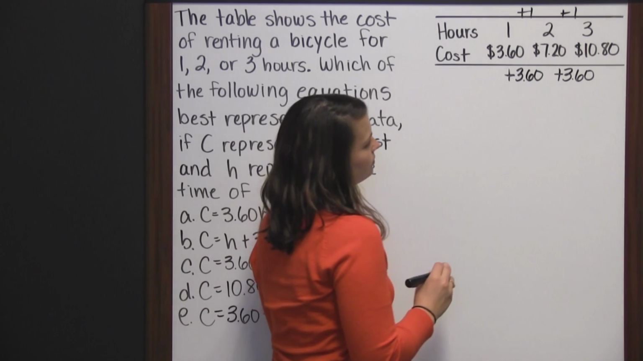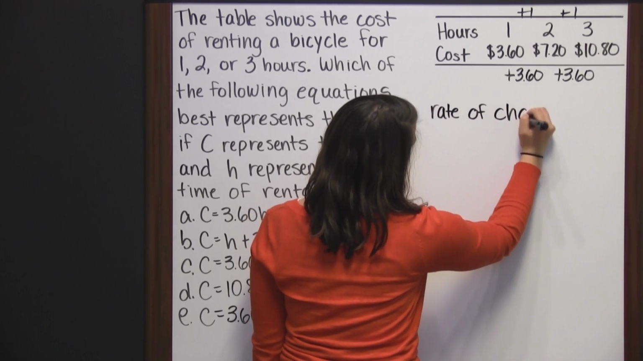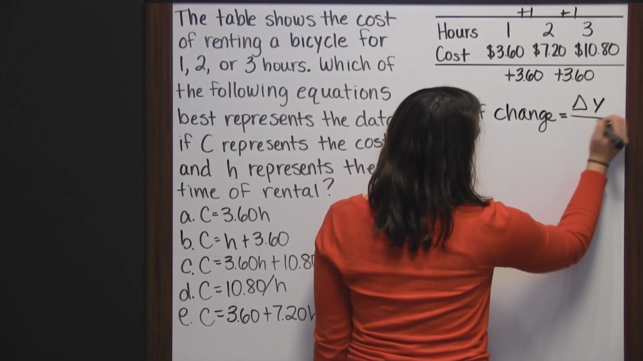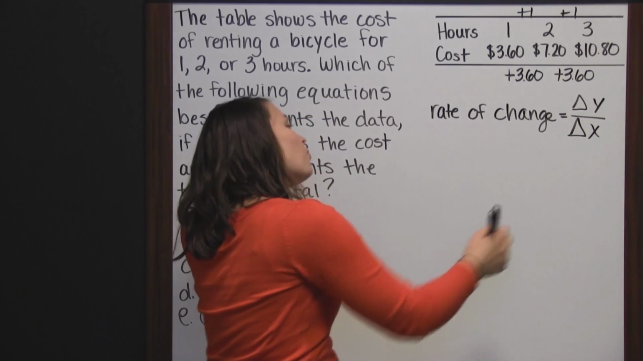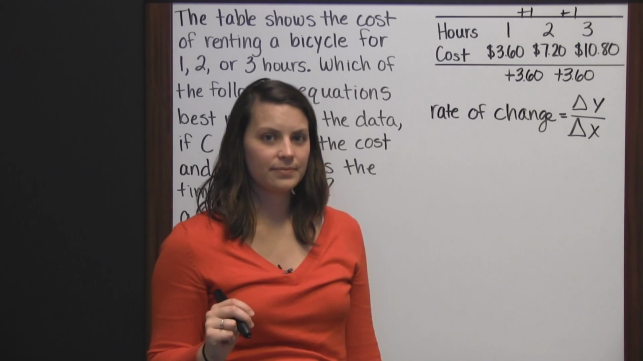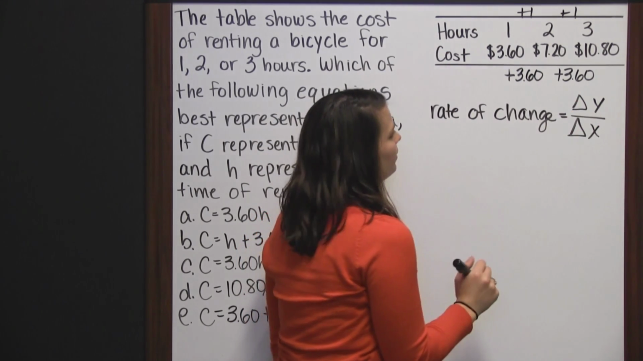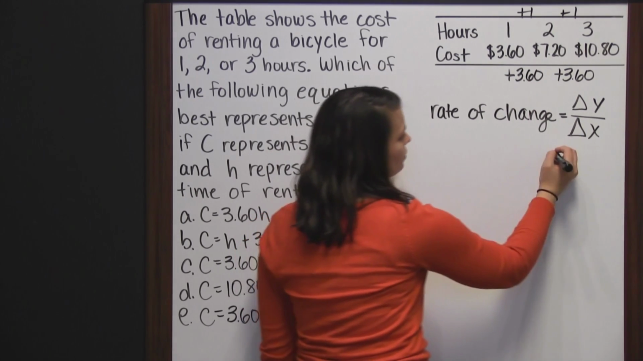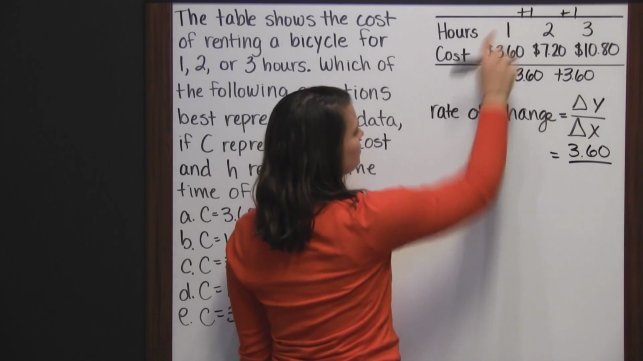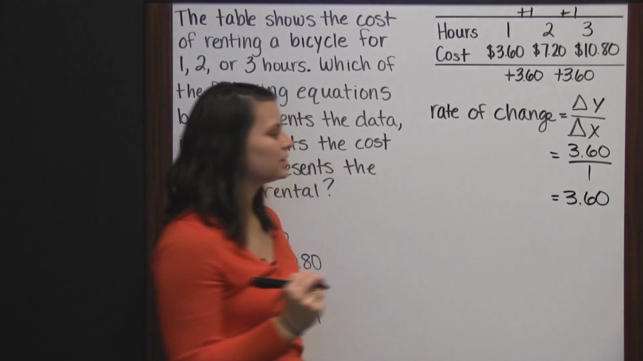So to write my function rule, I simply need to find my rate of change, which is the change in y divided by the change in x. The y is the dependent variable, whereas x is the independent variable. And we've already established that our cost is dependent, therefore our cost is our y. And we've already found the change in y, it's $3.60, divided by the change in x, 1. So our rate of change is simply $3.60.